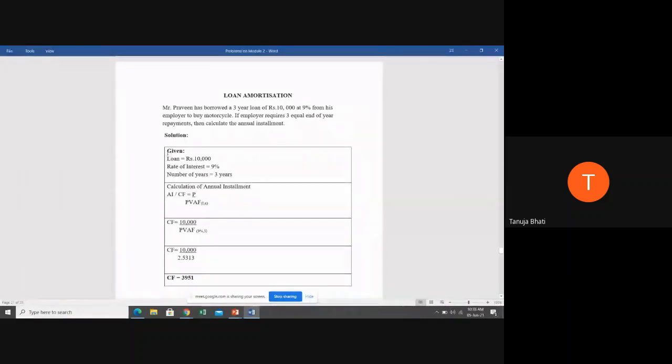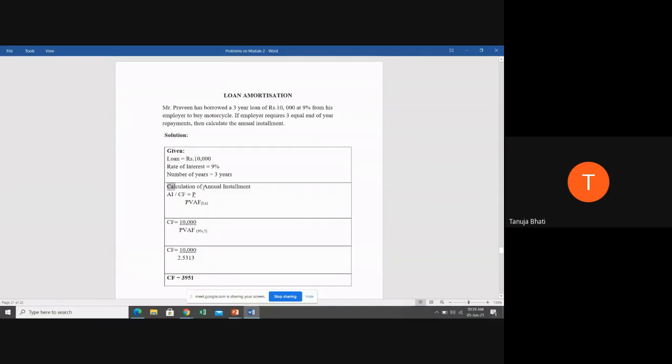The loan given in the problem is 10,000 rupees, the rate of interest is 9%, and the number of years is 3. This loan given today is nothing but your present value of 10,000 rupees. We need to know the annual installment, or the cash flow that needs to be paid for a period of 3 years, which should be equal, so that it clears off your loan.